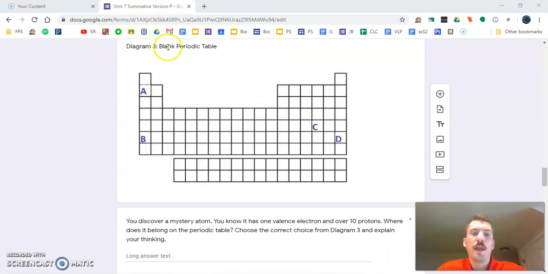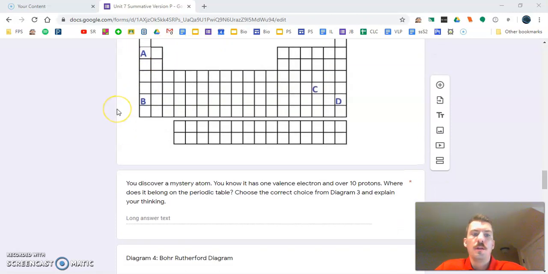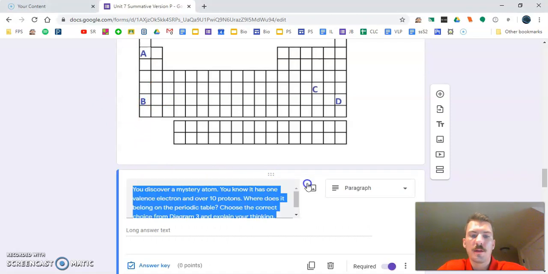Diagram 3, blank periodic table. This one I actually went in and looked at your responses. So you had to pick, based on this description, where does this atom go? So let's read the description of this mystery atom. So we know that this mystery atom has 1 valence electron.